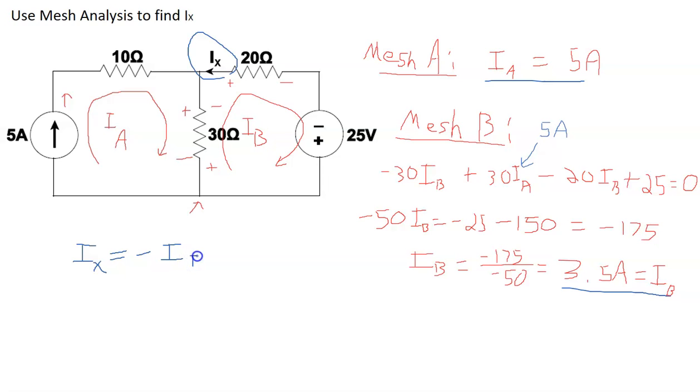So the answer to the question is IX is equal to negative 3.5 amps. And so remember that we put the negative sign in to remind us that a direction for IX was assumed, but the current through that 20 ohm resistor actually goes in the opposite direction from what was assumed.